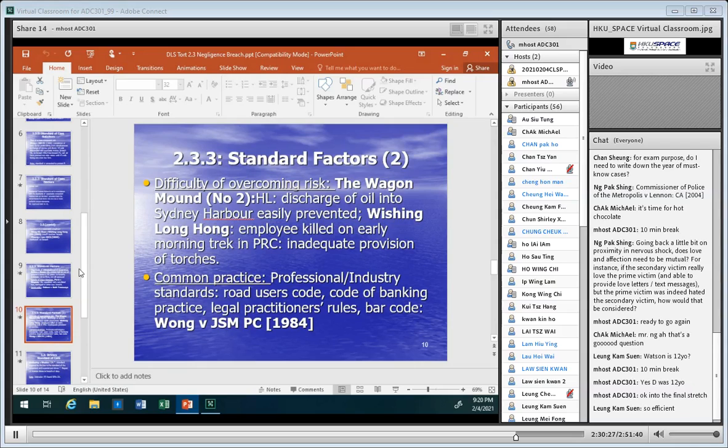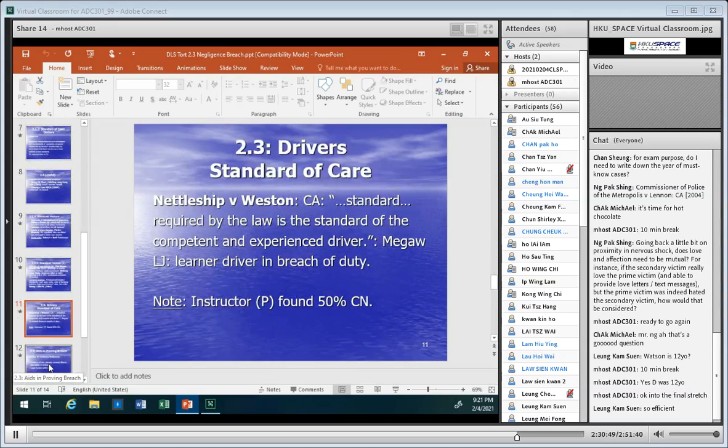Although in Wong and JSM, even though conveyancing was the normal practice in Hong Kong, that wasn't sufficient to save the young lady solicitor. She was still found to be negligent. She was in breach of a duty of care because of the extra risks involved with the fact that the vendor solicitor's firm was a one-man law firm.